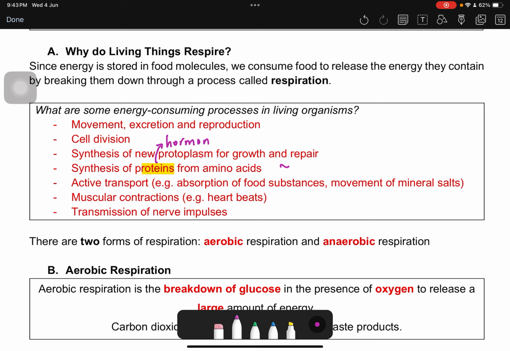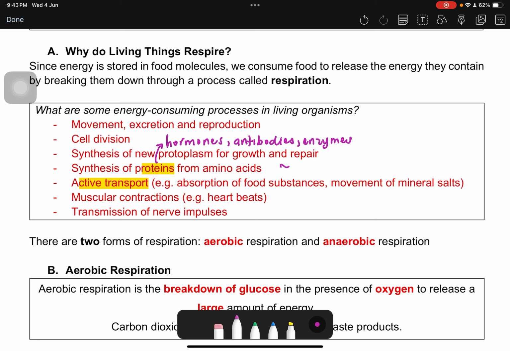Hormones, antibodies, and most importantly, enzymes. All these are chemical reactions that require a large amount of energy. Don't forget active transport. It requires a large amount of energy in order to move substances against the gradient.